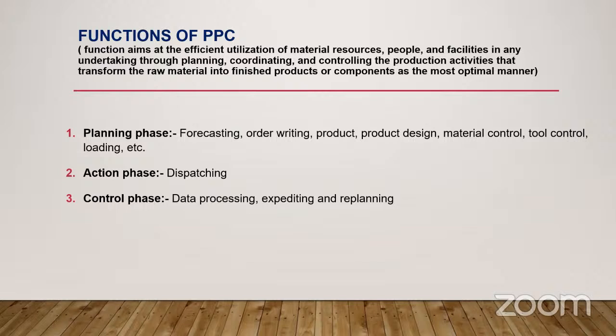Then come to the control phase. In the control phase, we require some data processing because we have to plan and forecast it. Therefore, after forecasting, we have to control it. So there is data processing and data expanding, and replanning, because our planning may be made with some actions to be perfect. If not perfect, then we replan it. So these are the functions of production planning and control.